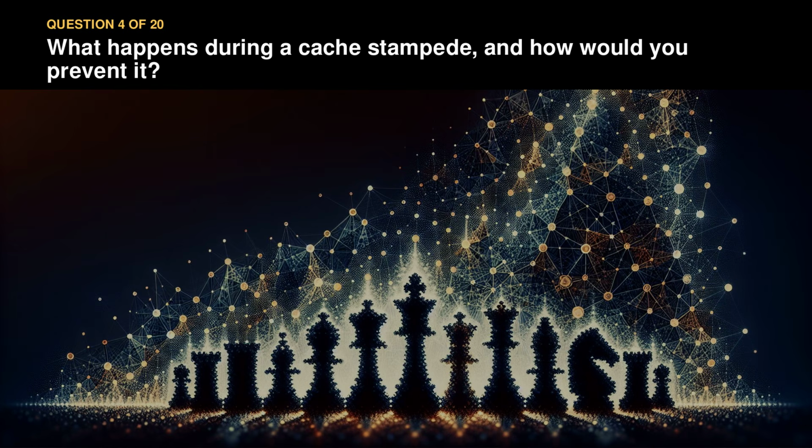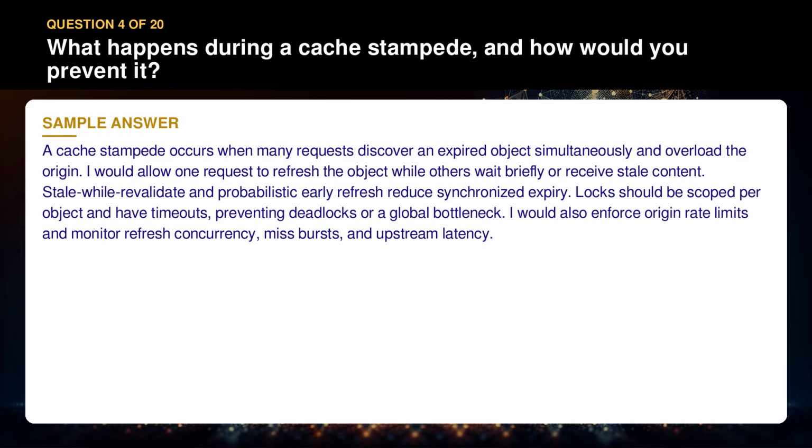Question 4. What happens during a cache stampede, and how would you prevent it? A cache stampede occurs when many requests discover an expired object simultaneously and overload the origin. I would allow one request to refresh the object while others wait briefly or receive stale content. Stale while revalidate and probabilistic early refresh reduce synchronized expiry. Locks should be scoped per object and have timeouts, preventing deadlocks or a global bottleneck.